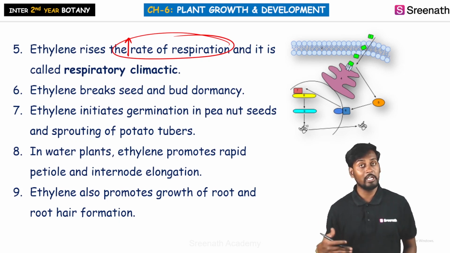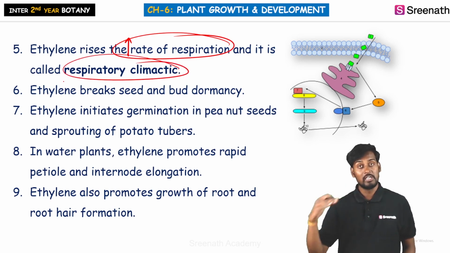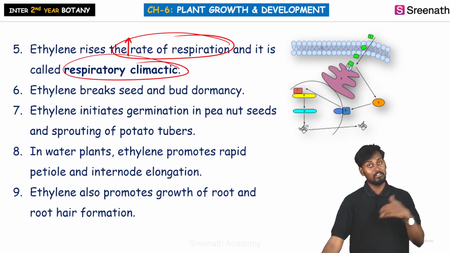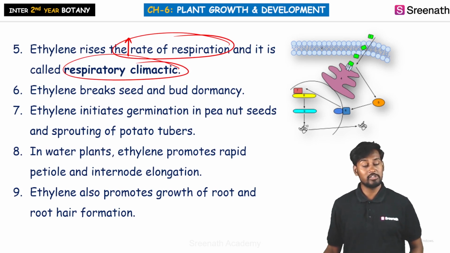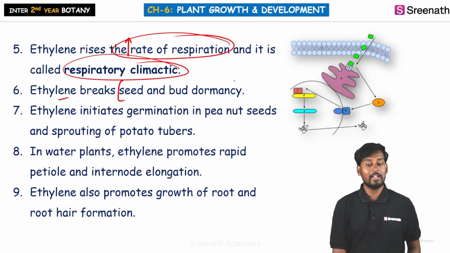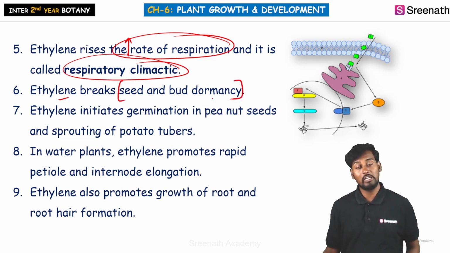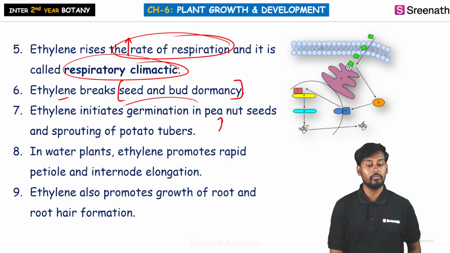Respiration is nothing but the breakdown or oxidation of the components, and this kind of sudden surge or sudden increase in the respiratory process, that is the rate of respiration, is called the respiratory climacteric. And we can see ethylene generally acts as a very positive hormone in breaking seed and bud dormancy, and it will enhance seed germination. It is also involved in the germination of peanut seeds and also potato tubers.